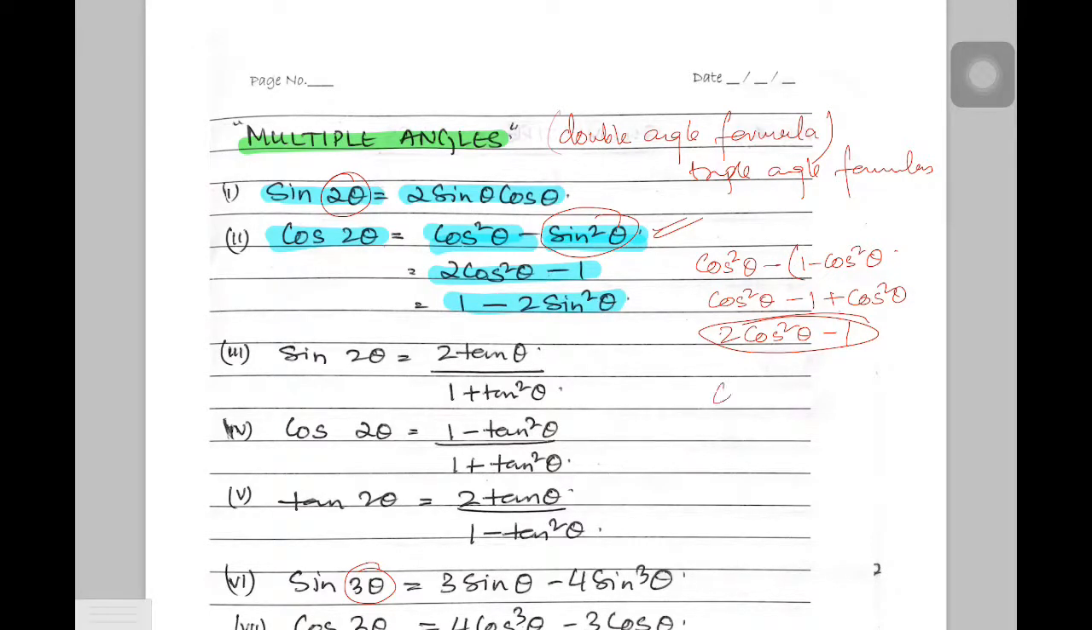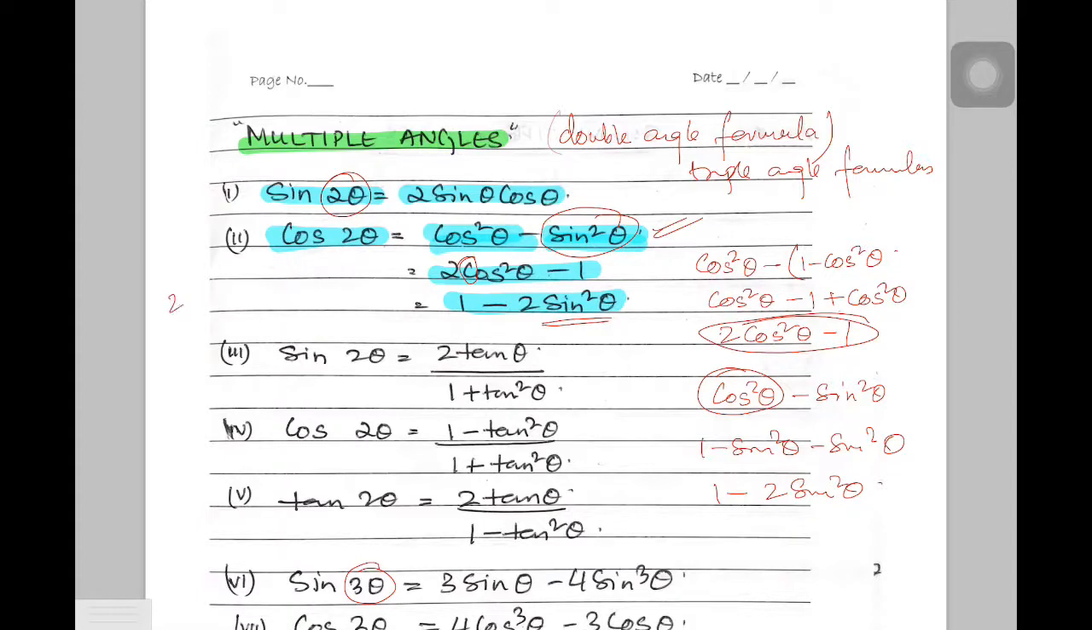Let me show you. You have cos square theta minus sine square theta. If I replace cos square theta by 1 minus sine square theta, 1 minus sine square theta minus sine square theta, then you will get 1 minus 2 sine square theta, correct? So it is alphabetically placed if you want to remember the sequence. Since cos comes first, so 2 cos square theta minus 1, it is on the right hand side.